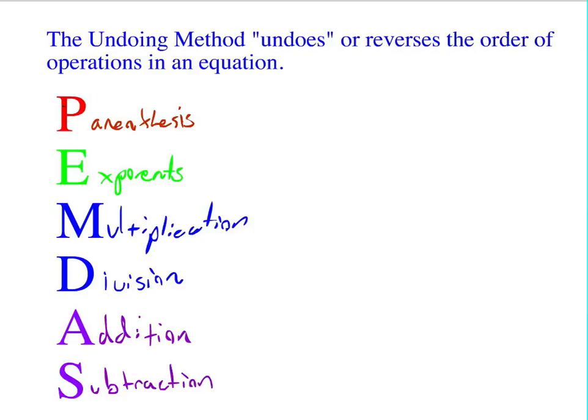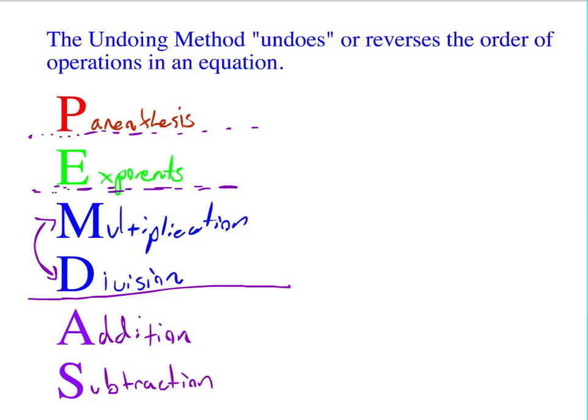Now, the order starts from the top. So in an equation, we always start with the parentheses. The next level is going to be exponents. And notice multiplication and division are on the same level, so you can start with either multiplication or division, it doesn't matter. And then finally, the last level is addition and subtraction. Notice these are also on the same level. So you always start with parentheses, then exponents, multiplication and division, and addition and subtraction.